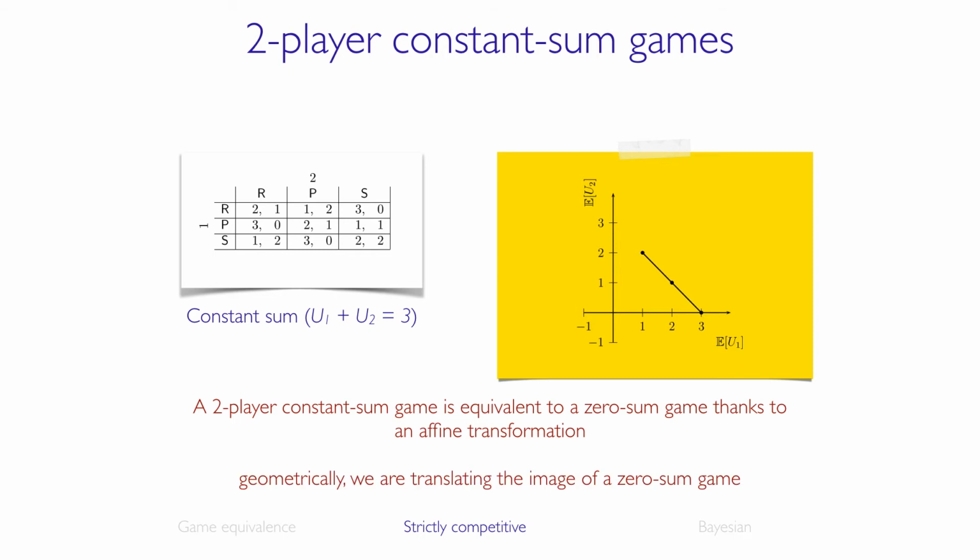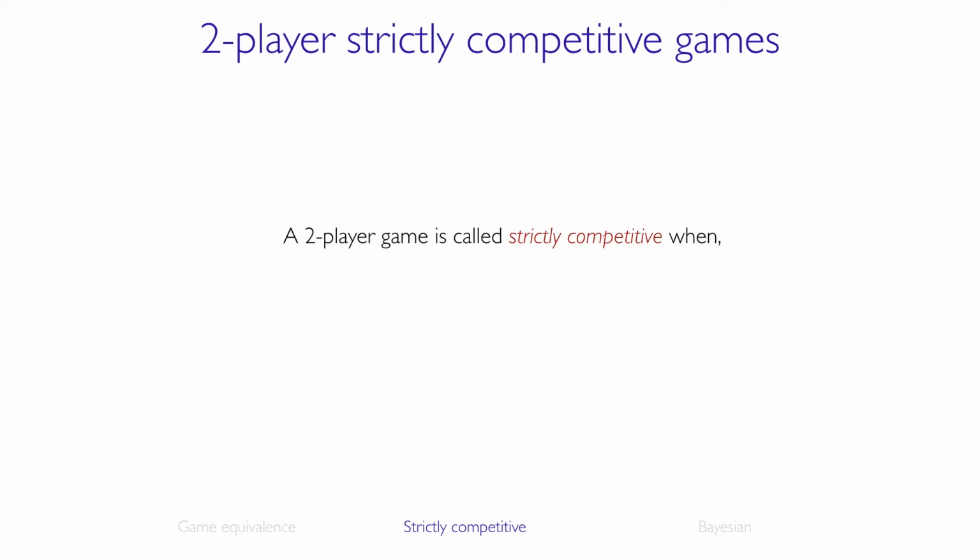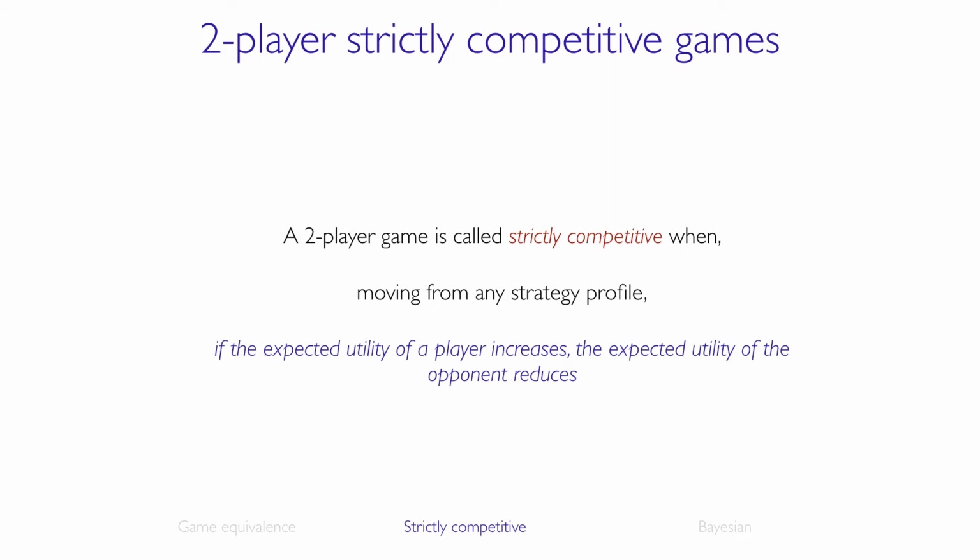Geometrically, we just need to translate the image of a zero-sum game. A more general class, in the case of two-player games, is composed of two-player strictly competitive games. A two-player game is called strictly competitive when, moving from any possible strategy profile, if the expected utility of a player increases, the expected utility of the opponent reduces. So we cannot find any direction along which the utilities of both players increase or decrease.